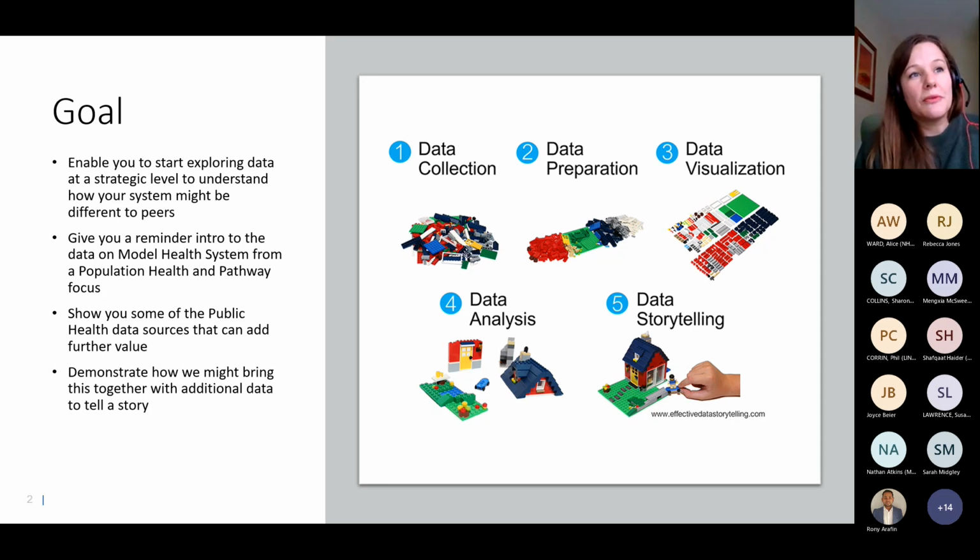Then I'll show you through some of the public health data sources that can add further value to your data storytelling. And then we've got a bit of a case study from David demonstrating how he's brought together this myriad of data to tell a story around respiratory health inequalities and outcomes.